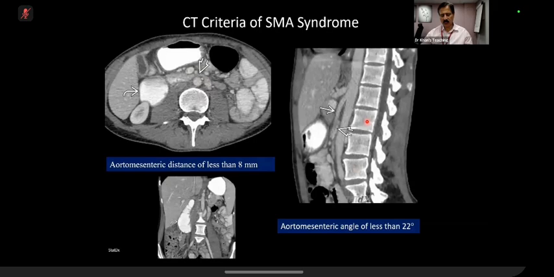Secondly, go for a sagittal. And if you see, this is the SMA. Usually, there is an angle between SMA and aorta. If you draw a line like this, another line like this, and measure this angle, the take-home point is that if the aorto-mesenteric angle is less than 22, you call it.